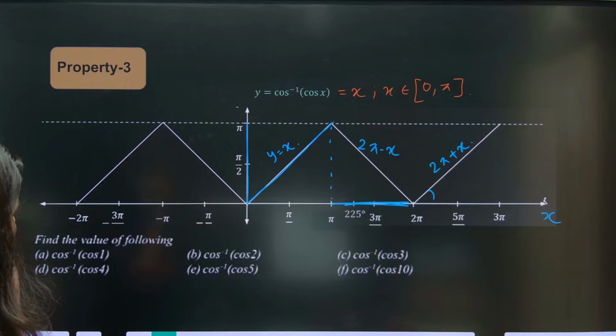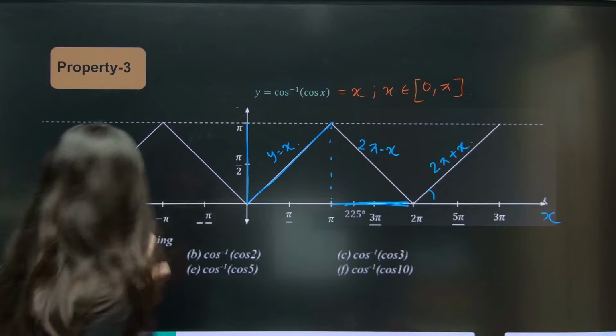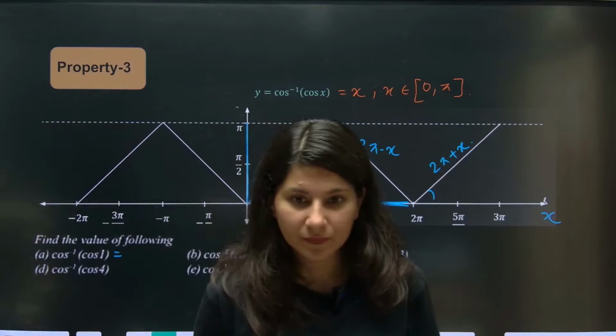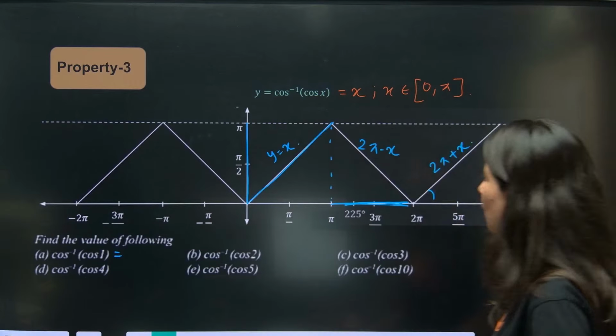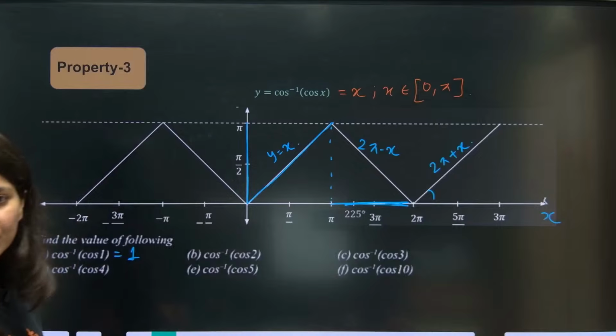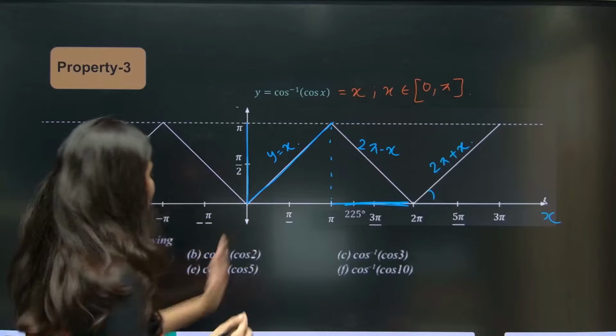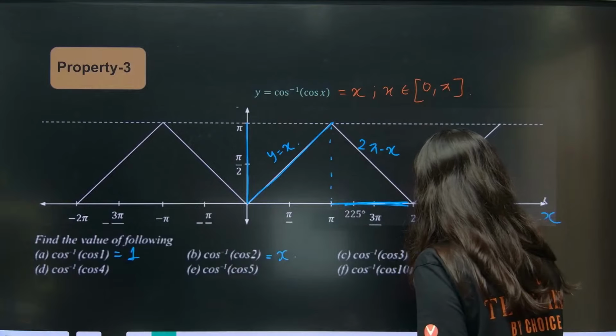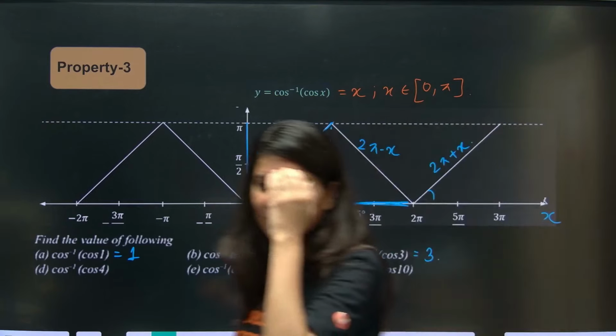X plus, this is 2 pi minus x. All right, now cos inverse cos 1, tell me. Cos inverse cos 1: 1 is in the first quadrant anyway, so it will give you just 1. Cos inverse cos 2: this 2 lies in the second quadrant. In the first and second quadrant, both we are getting x. Cos inverse cos 3, again first and second quadrant, so the first three things are very easy.